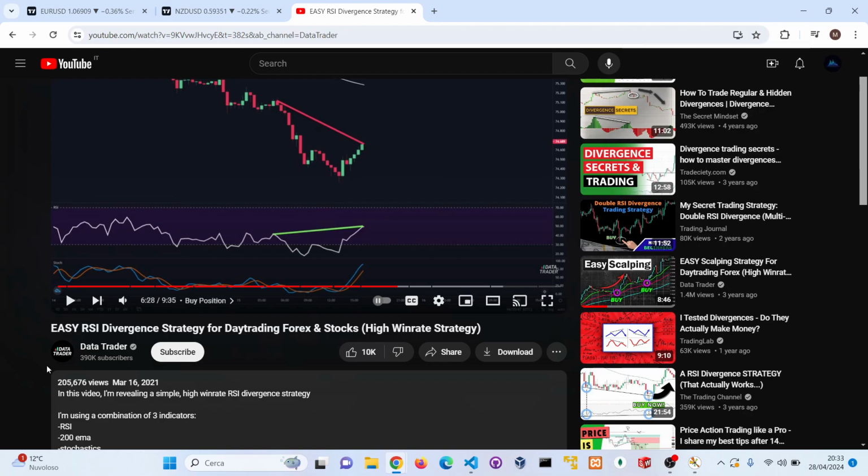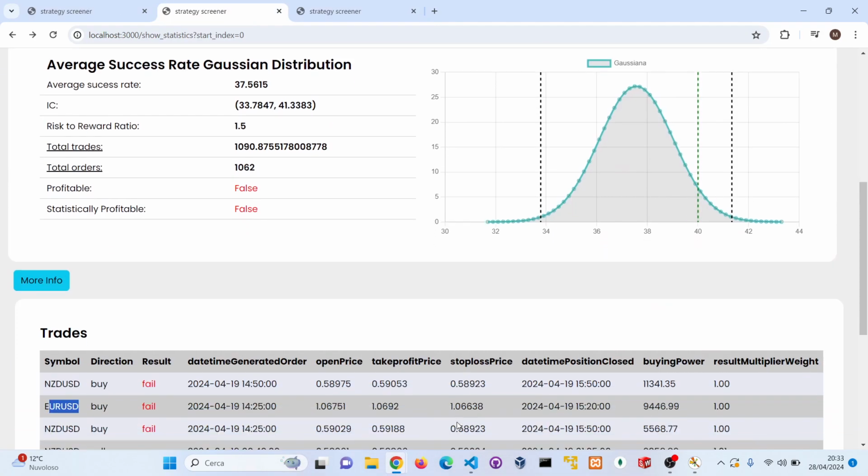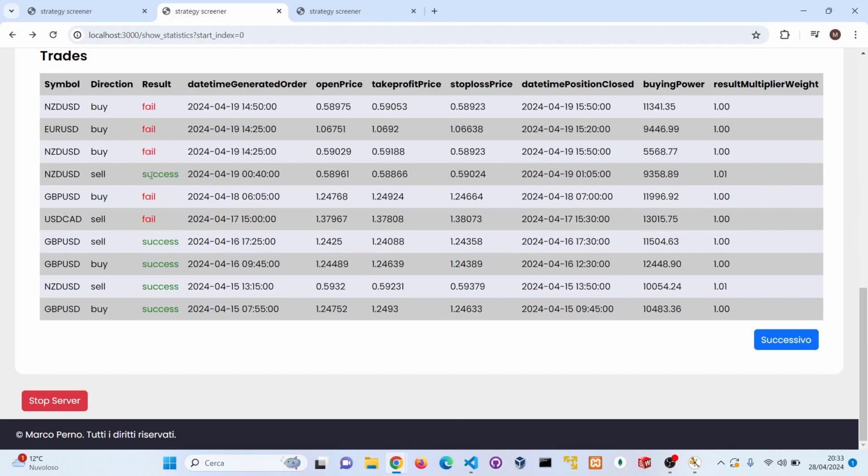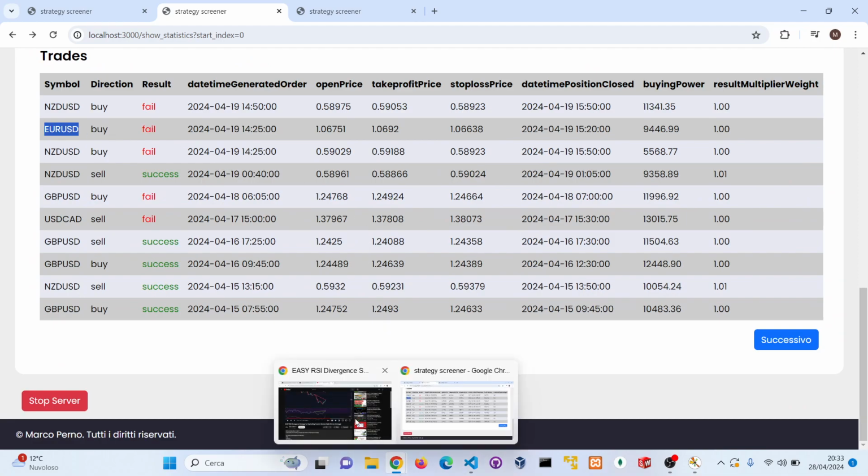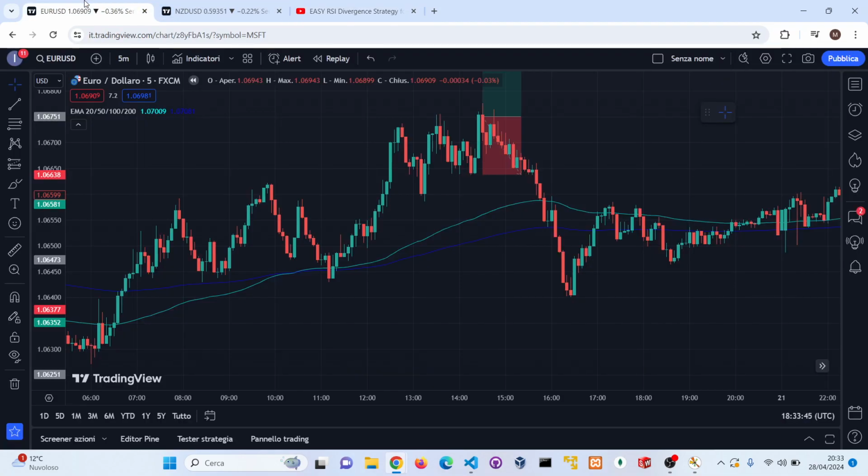But now let's talk about this strategy. Today, my goal is to backtest if the strategy has a high win rate or not. And in order to do that, let's take a look at some of the trades my software has taken. For example, this one on the EUR/USD. So let's see this trade, and it was this one.